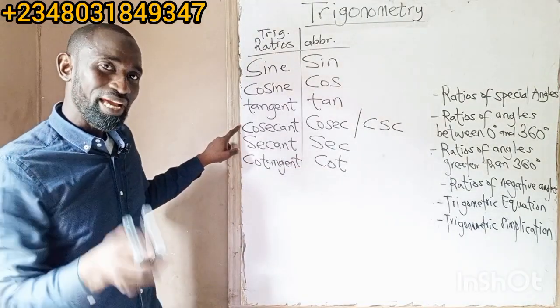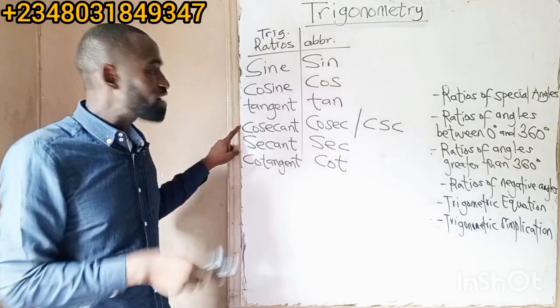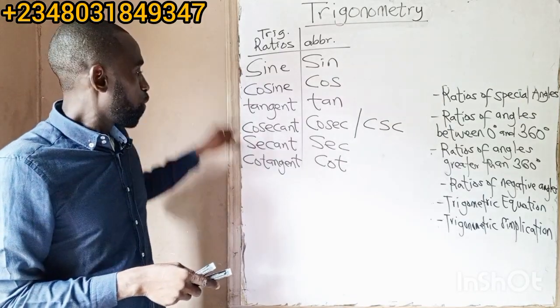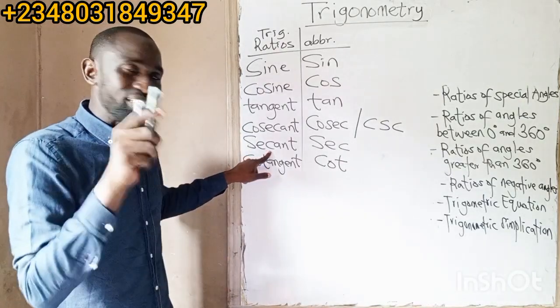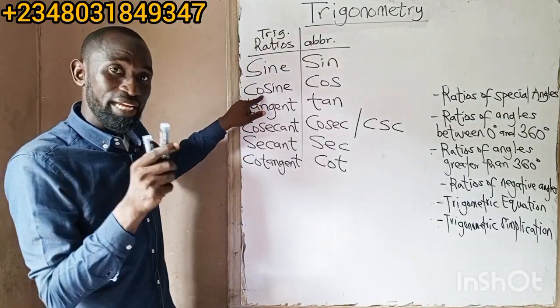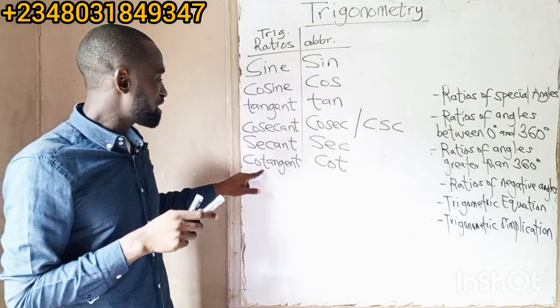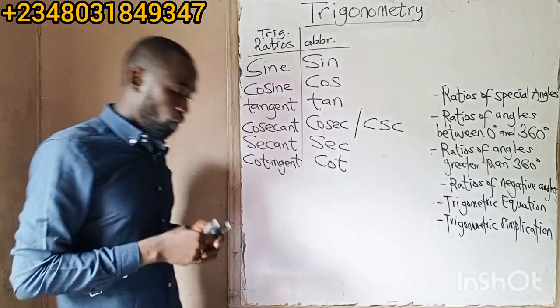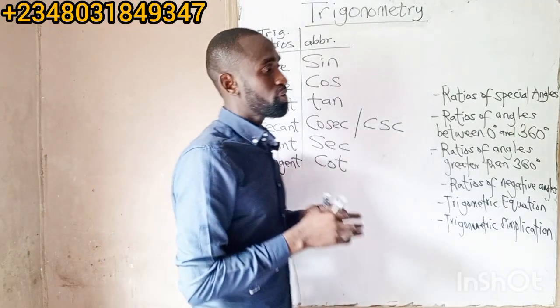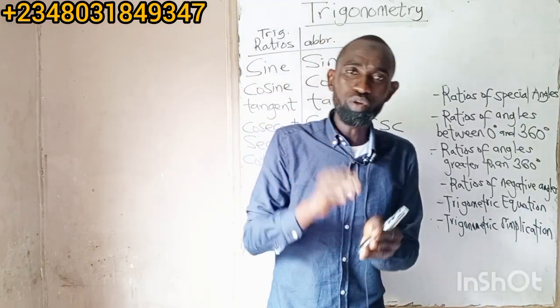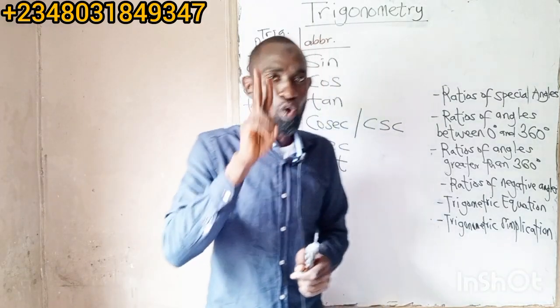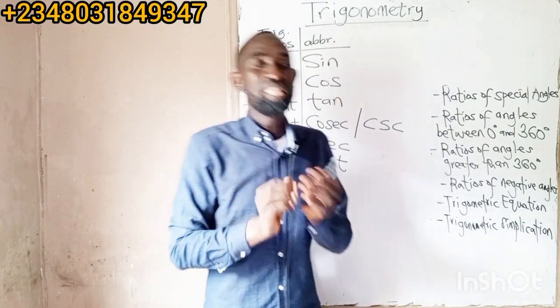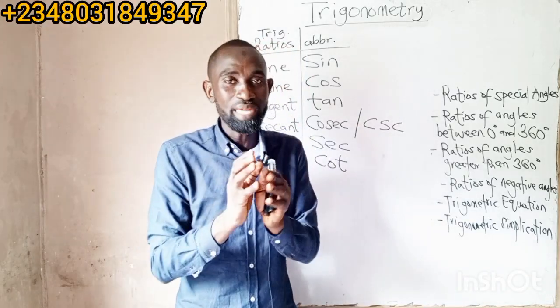What is cosecant? Cosecant is the inverse of sine. What is secant? Secant is the inverse of cosine. That is 1 over. Then what is cotangent? Cotangent is the inverse of tangent. As I told you, questions under right angle triangle can be solved in 2 ways, depending on the parameter supplied.